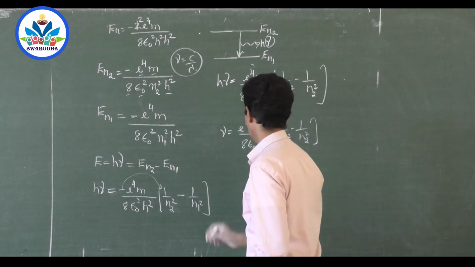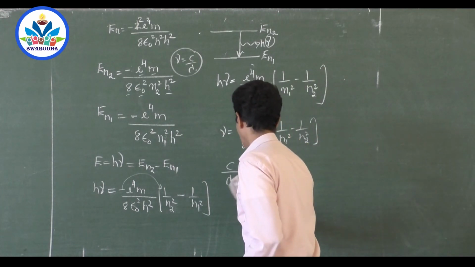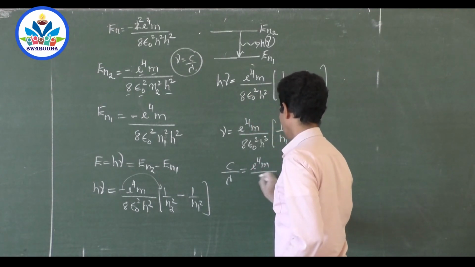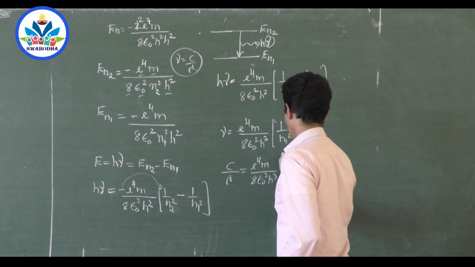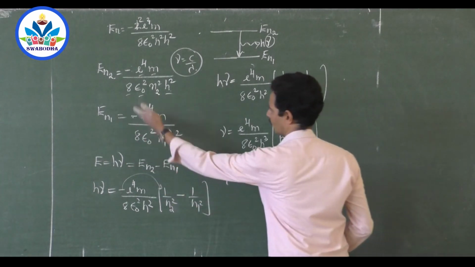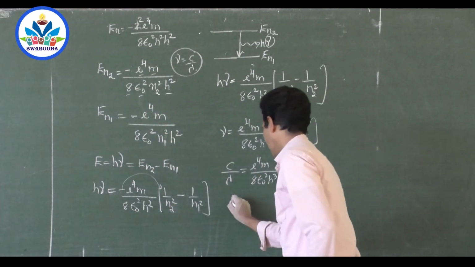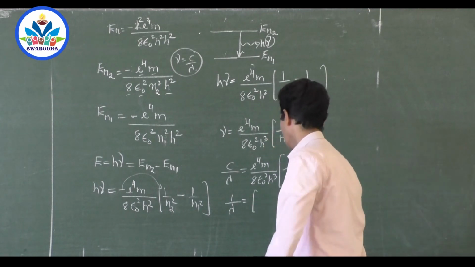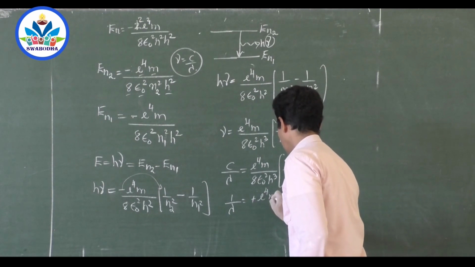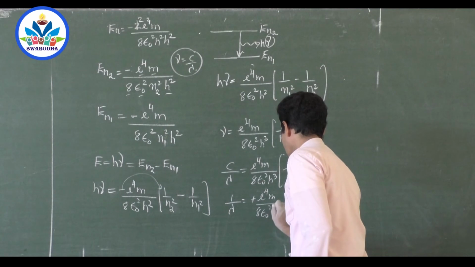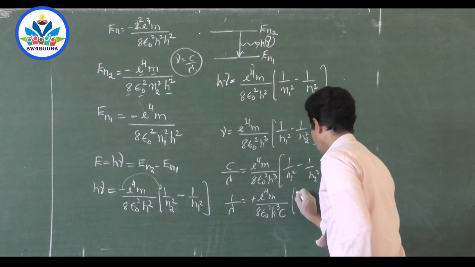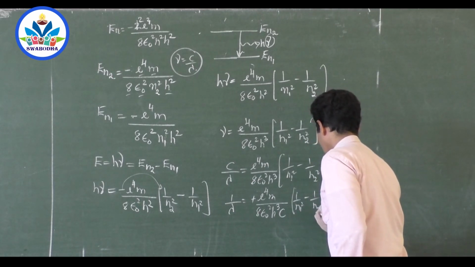So, shall I write this as c by lambda? C by lambda is equal to e to the power 4 m divided by 8 epsilon naught square h cube into 1 by n1 square minus 1 by n2 square. Of course, I could have written the c by lambda here only, no problem. What is 1 by lambda? 1 by lambda is equal to plus e to the power 4 m divided by 8 epsilon naught square h cube c, into 1 by n1 square minus 1 by n2 square.